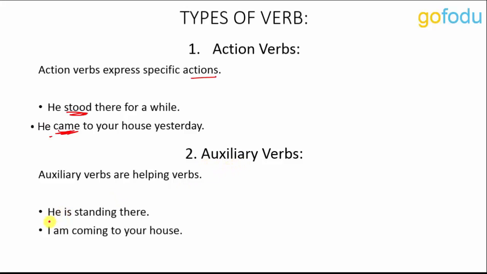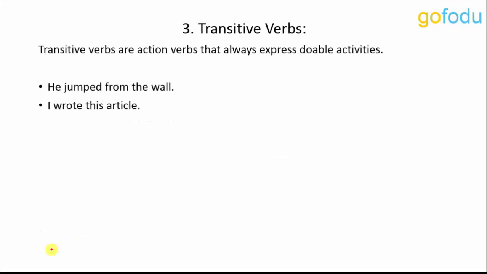Let's check an example. He is standing there. Now, which is the main verb? That's standing. And is a helping verb, auxiliary verb. It shows that right now he is standing there. I am coming to your house. Coming is the main verb. Am is a helping or auxiliary verb. Now next, check the next one.